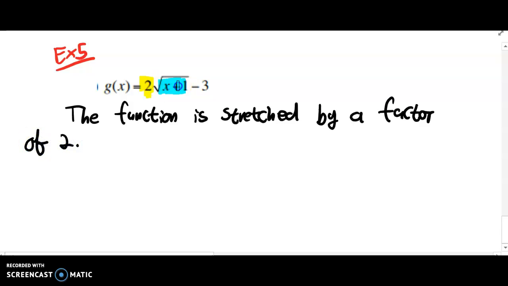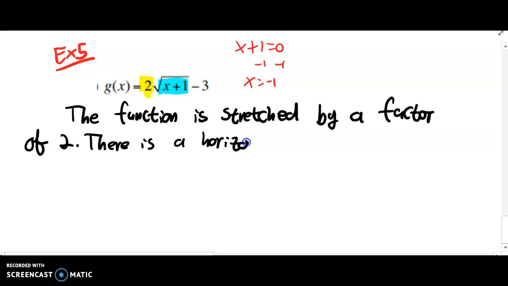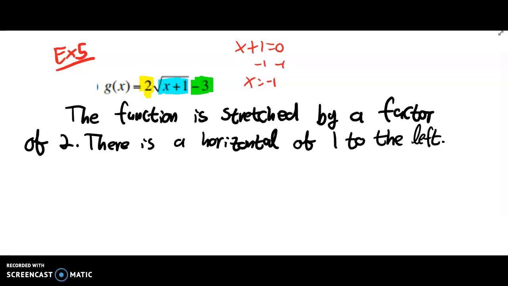We're always going to set this part equal to 0. So I got x plus 1 equals 0. Okay, so we can then say there is a horizontal shift of 1 to the left. And our final transformation we see is this -3. That is always a vertical shift.